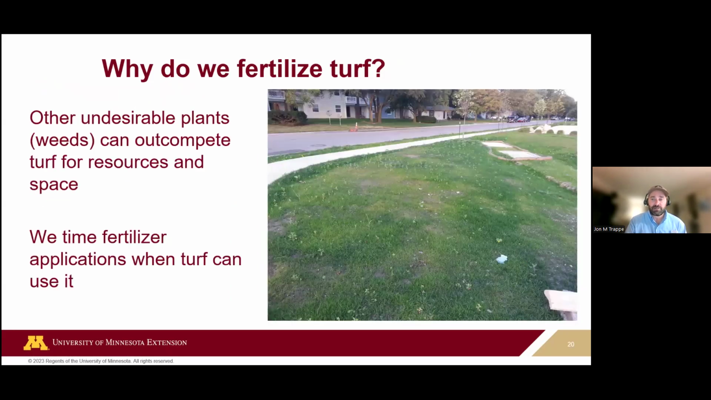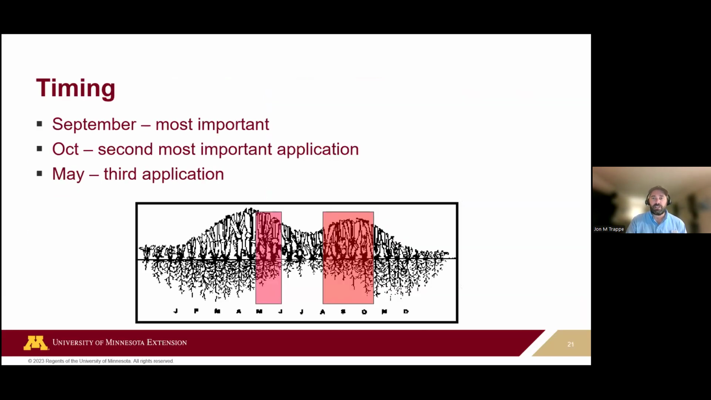It's not to say that every lawn needs to be fertilized, but most would probably benefit from some periodic fertilization. We fertilize because we're trying to time those fertilization practices when the lawns are most likely to use them and when other weeds like crabgrass, for example, which is a summer annual, can't take them up. So we're trying to promote the functional aspects of a lawn, and we time those in the fall because that's when our grass plants are typically growing the most, and that's when weed pressure is the least.